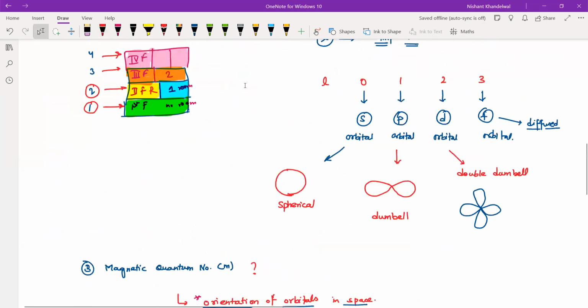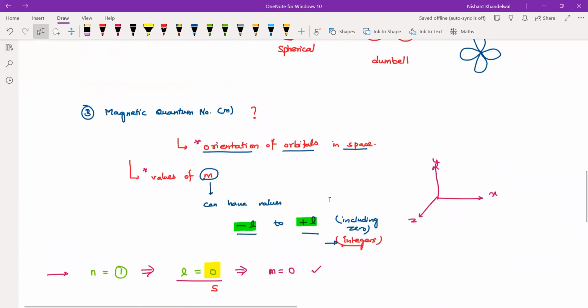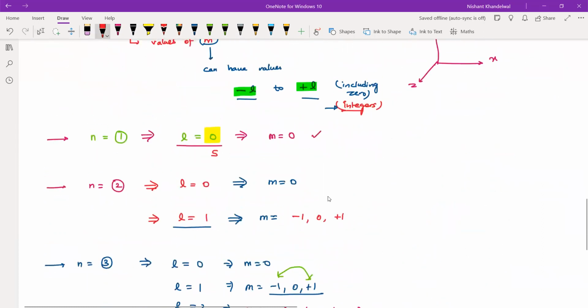I have told you, you have to remember this. This is very, very important. These facts are very, very important. L is 0, so it is S, L is 1, it is P, L is 2, it is D. This is sufficient. 3 are sufficient. So basically it is S here.